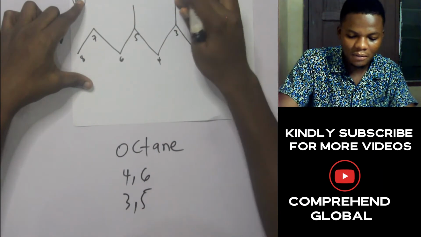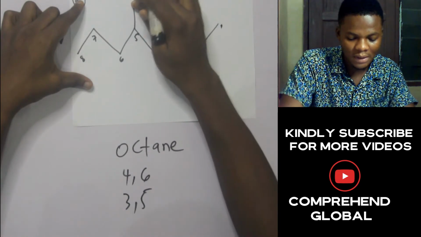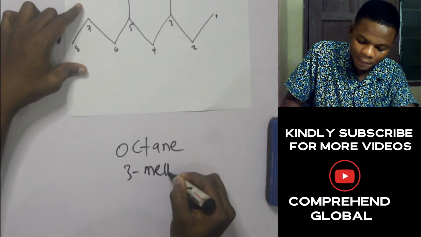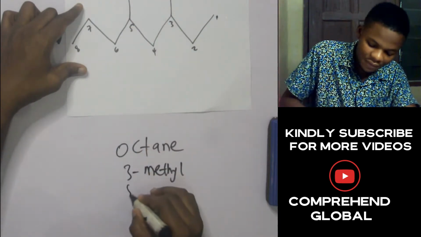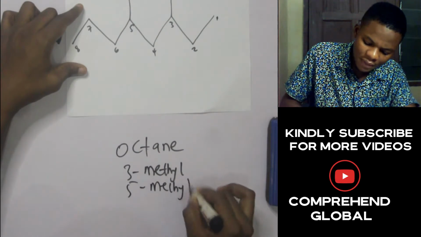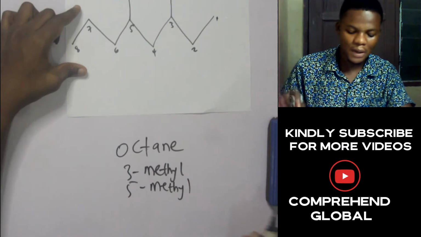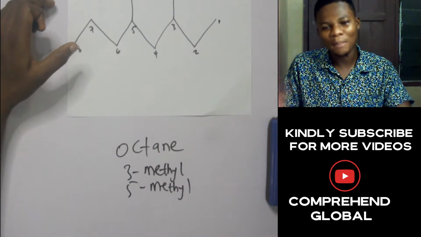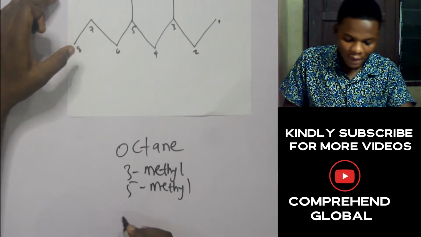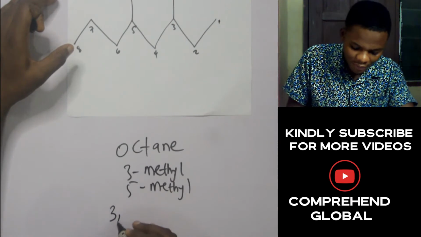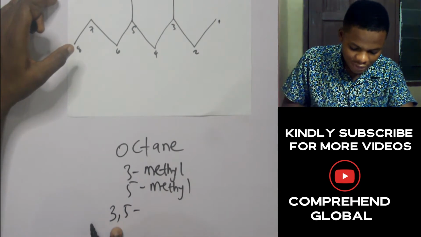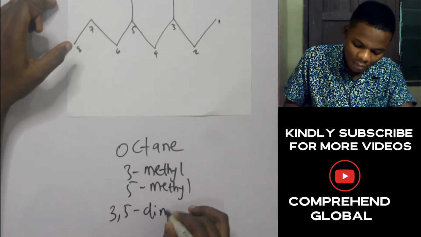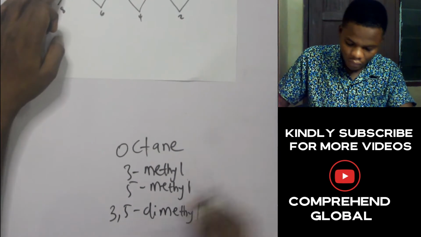Now this is a methyl because it has 1 carbon. It's also a methyl, it has 1 carbon. So there is a 3 methyl, and there is a 5 methyl. Now we have 2 methyls, and when the same substituent appears twice, we use a prefix to name it. When we have a methyl here twice, we say dimethyl. So in naming this, it will be 3, 5, with the numbers separated by a comma, 3, 5 dimethyl.